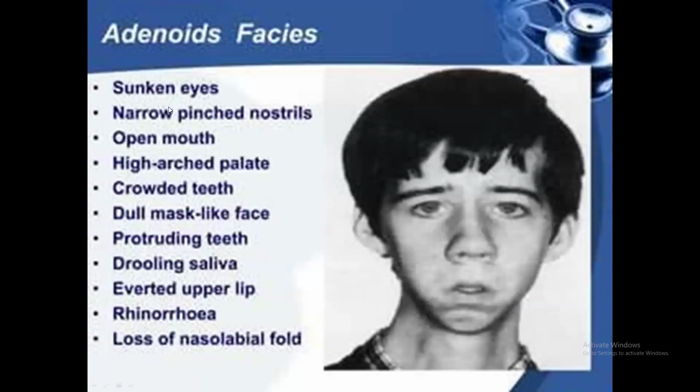Then adenoid facies: sunken eyes. See, the look of this child, his eyes are sunken. Then narrow pinched nostrils, then open mouth. See, the child has this open mouth, then high arch palate, crowded teeth, dull mask-like face, protruding teeth, dribbling of saliva, everted upper lip, and loss of nasolabial folds. These are the common complaints the child is suffering from.